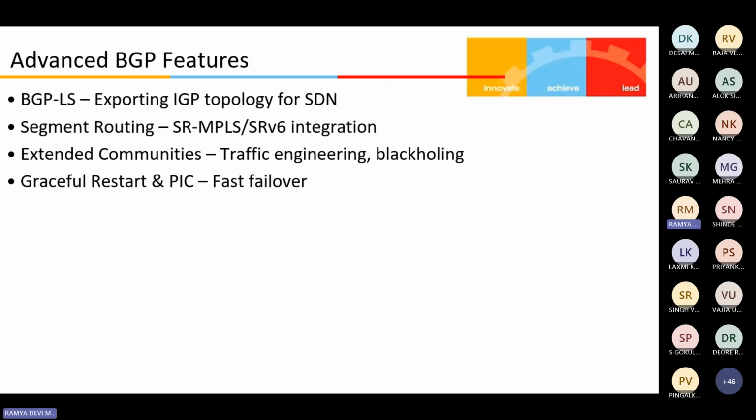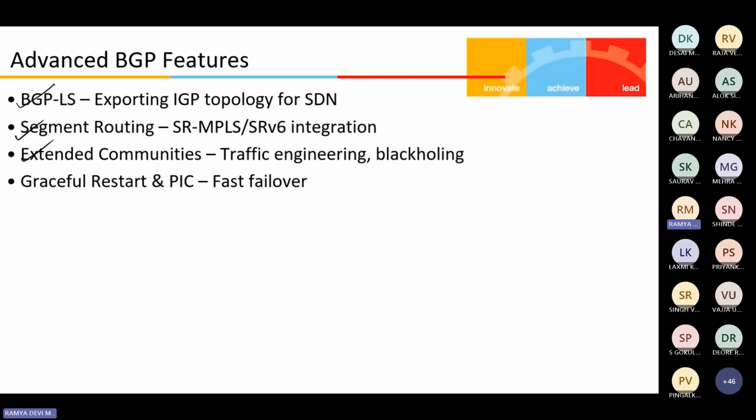Right? Then advanced features. Now we'll try to see the advanced features. BGP-LS, link state, to carry the IGP link state information. So the routers will be flooding topology details. And the second one is segment routing, for simplifying the traffic engineering. So path steering without relying on LDP or RSVP can be provided.